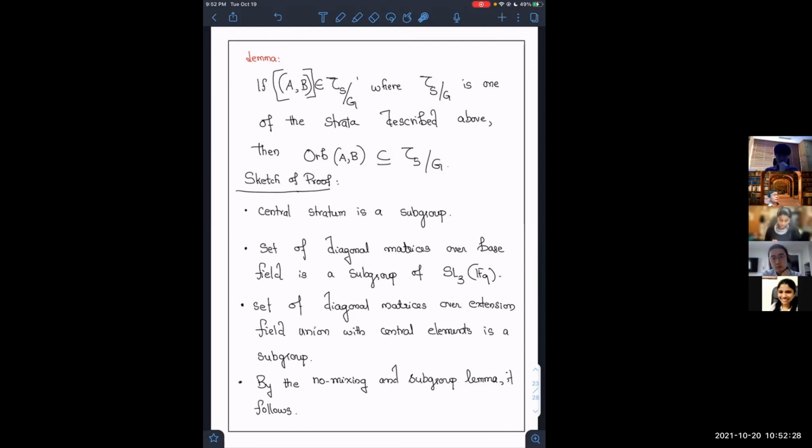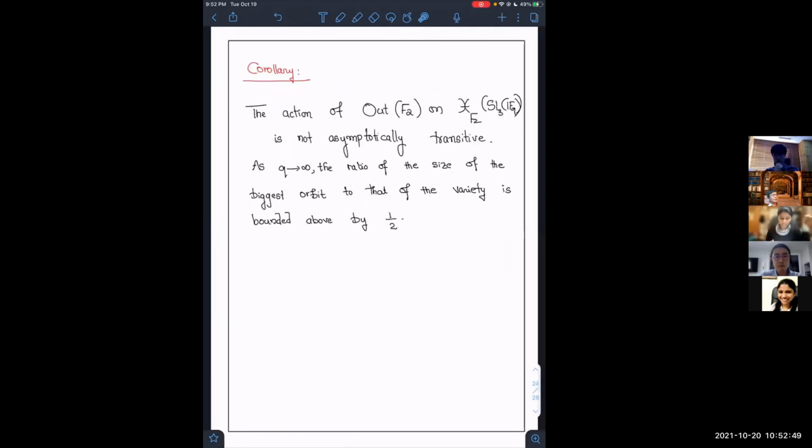So because of the no mixing and the subgroup lemma, the result follows: if you start with an element within a specific stratum, you have to stay within that stratum. You cannot go out of that stratum to another one. So what we get from that is that we are bounded at most by the size of the stratum, because that is the biggest orbit. Any big orbit has to lie inside some stratum.